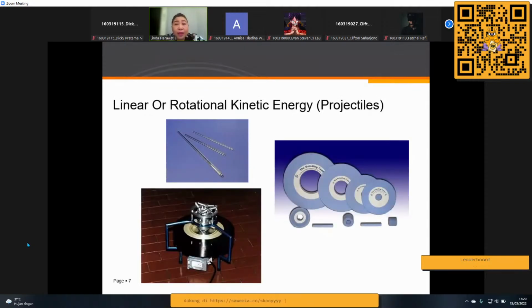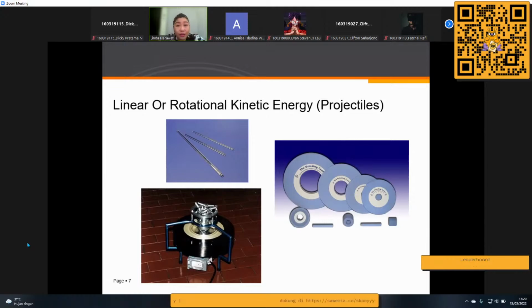This is also a mechanical hazard. For example, the linear or rotational kinetic energy of all the projectiles that can fly, for example the bolts and also the springs, etc. Parts rotating at a very high speed can create a mechanical hazard in the machine that operates near you, or when you are doing the work at your factory.